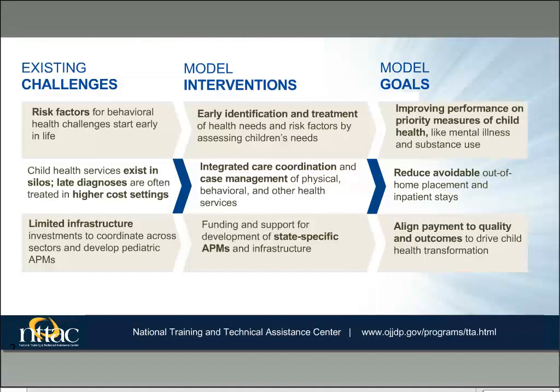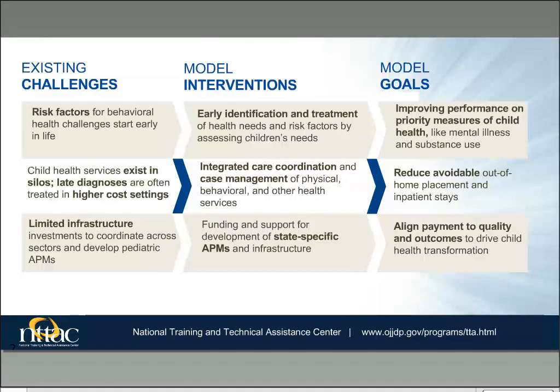So the three interventions that the model has developed include early identification of physical, behavioral, or other health-related needs and risk factors. In this intervention strategy, model participants will be required to develop strategies to regularly assess the health needs of children in their target population, actively identify children with rising risks to determine which children have high levels of need, and then stratify those children by their level of need. Some of that stratification will be discussed further in the presentation.